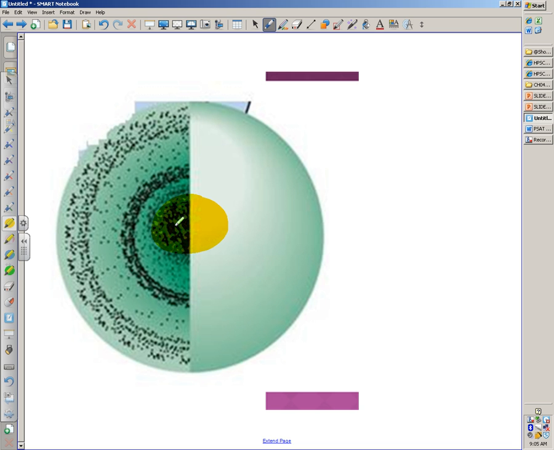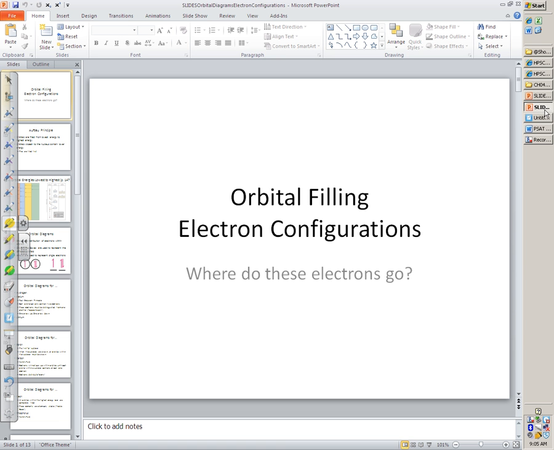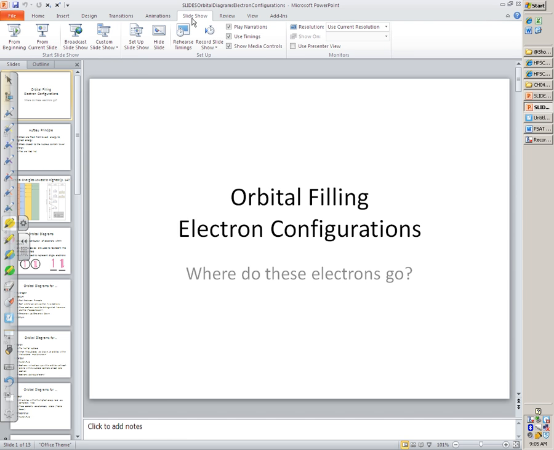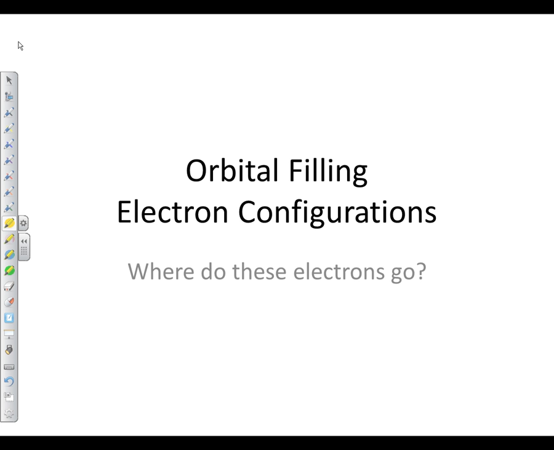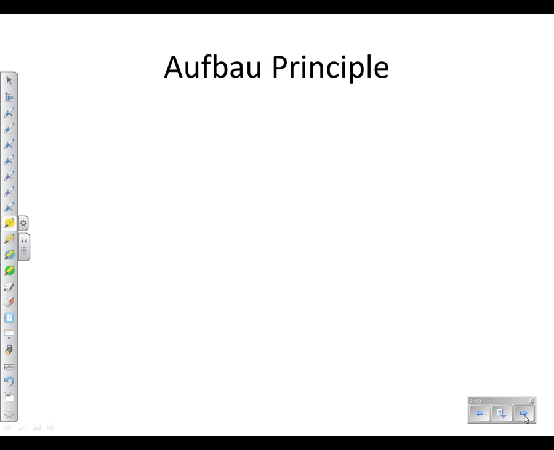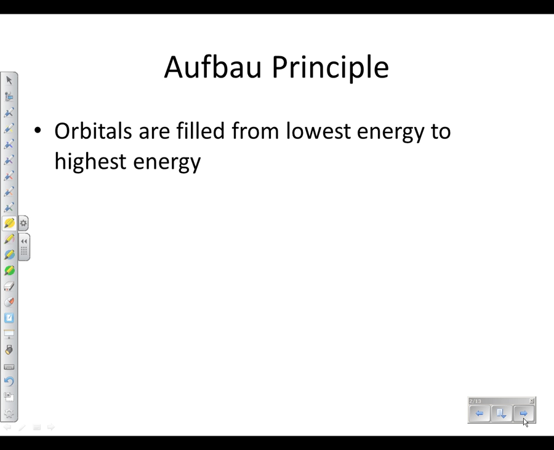All right, good there? That leads us to orbital filling and electron configurations. There is one rule that takes us through all of these things. I know it's a white background, but we're going to be doing a lot of writing today, so there's not a lot of copying things down. And that rule is called the Aufbau principle. The Aufbau principle states: orbitals are filled from lowest energy to highest energy.